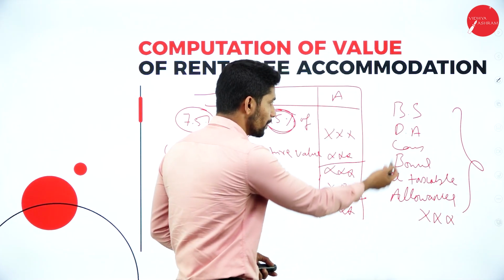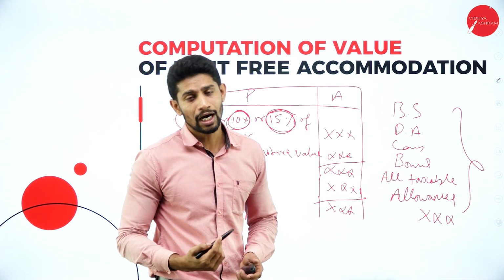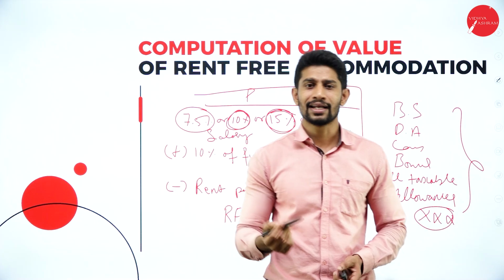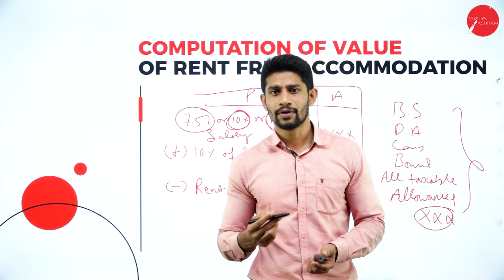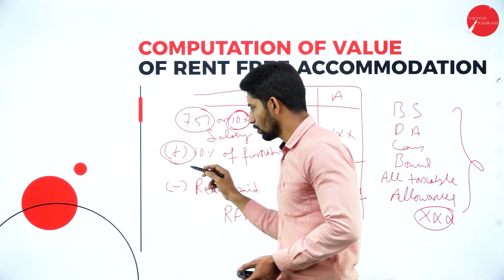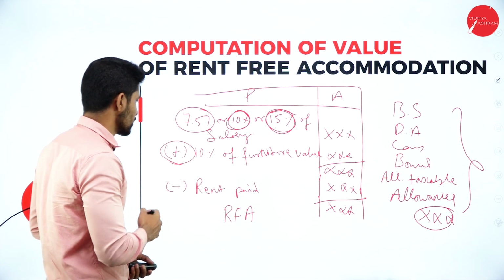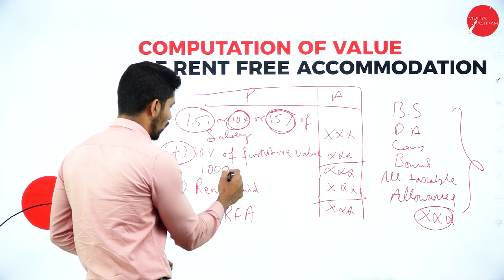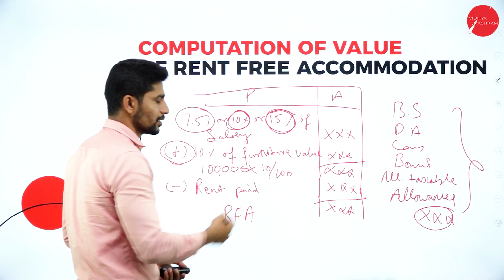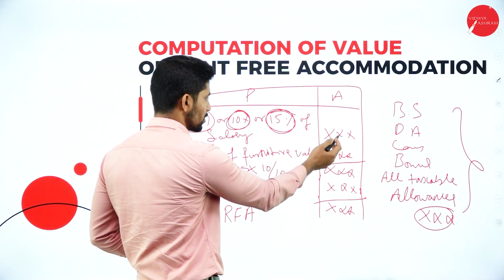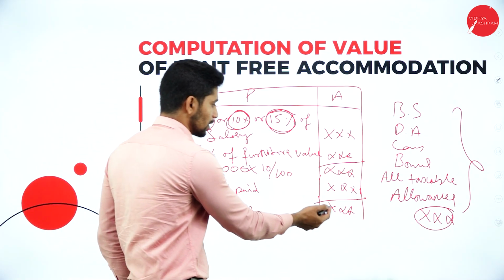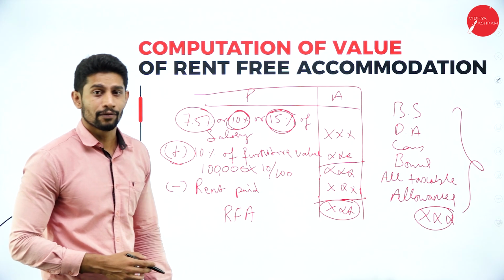Again, what is salary? Basic, DA, commission, bonus, and all taxable allowances. You will total this. On this total, you will take 7.5, 10 or 15% based on the population of the city where he is working. To that amount, you will add 10% of furniture value. For example, if furniture value is 1 lakh, 10% of that is 10,000. You add that amount and less rent paid by the employee, if it is given. You will get the balance. That balance is called taxable rent-free accommodation.